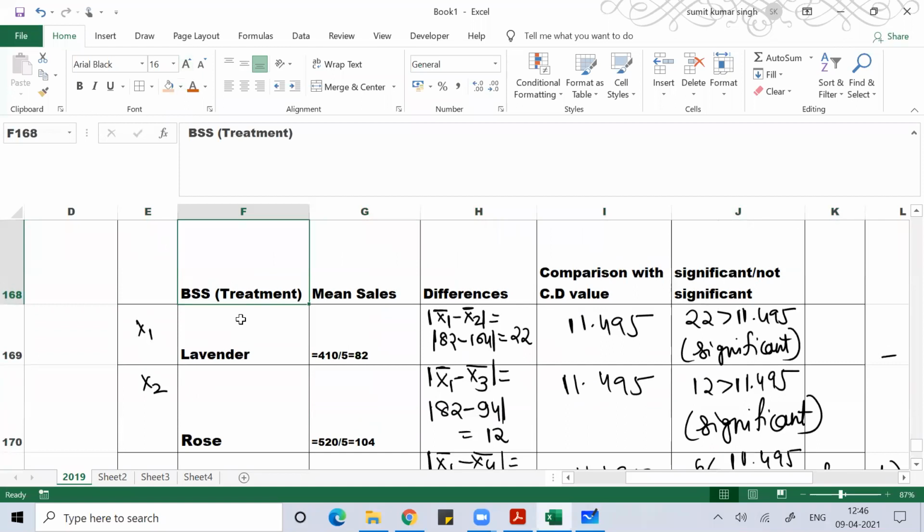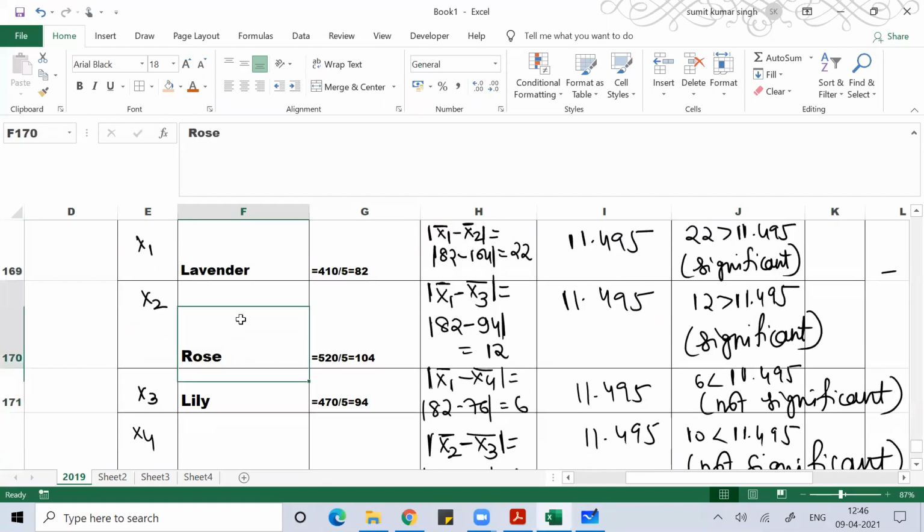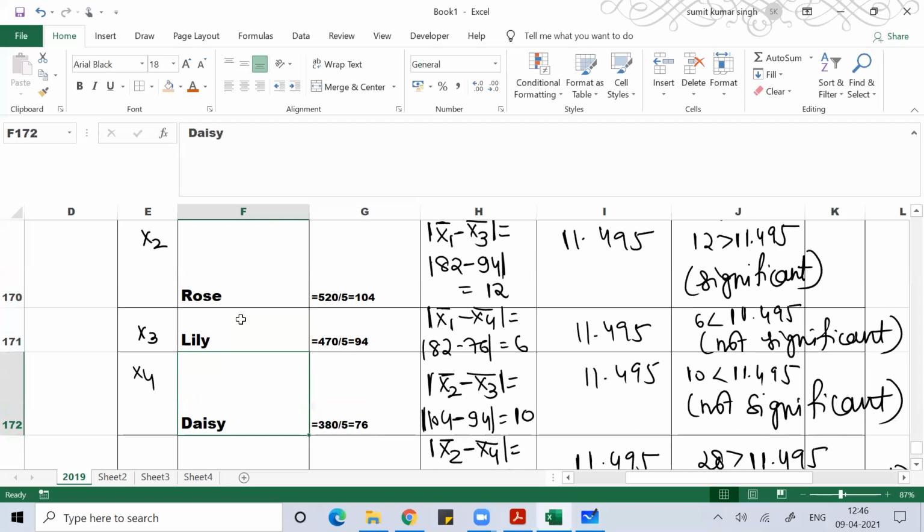The four columns we considered: one was lavender, another was rose, another was BB, another was daisy. These four columns were given to us, and the average sales made by them, for different cities, were given to us. We need to do a test to find whether the average sales are the same or not. With the calculation we found that they are not the same.